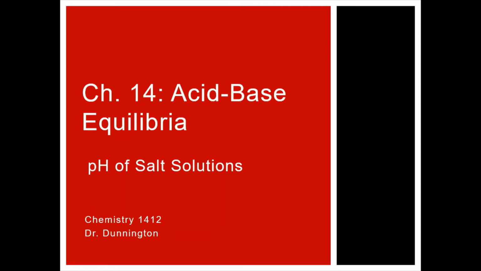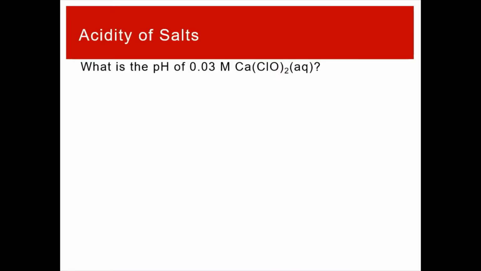Now that we know how to identify whether or not a salt is acidic, basic, or neutral, we want to spend a little bit of time talking about actually calculating the pH of salt solutions. So we'll do an example. What is the pH of 0.03 molar calcium hypochlorite?